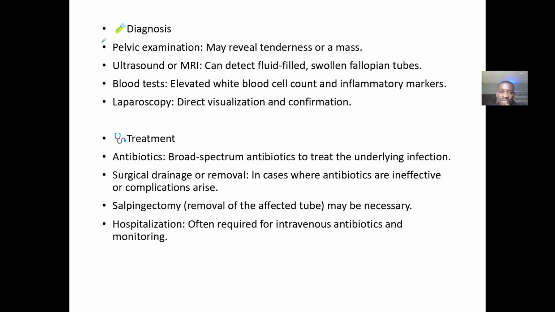If I want to pick up that disease in a patient, I do pelvic examination, ultrasound and MRI, blood test, laparoscopy. Okay, so treatment: if it is caused by bacteria, you use antibiotics, right? Then sometimes if the pus is so much, you can surgically drain it. Okay, then sometimes if the tubes are affected too much, just cut them out. That's salpingectomy. Then you hospitalize the patient.